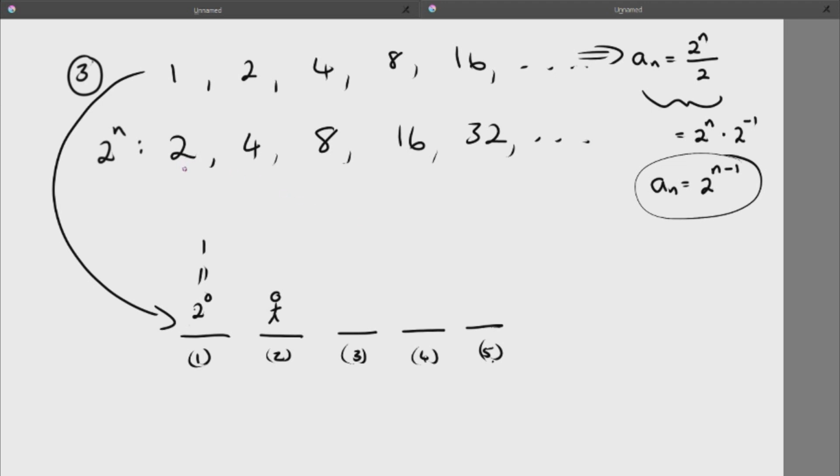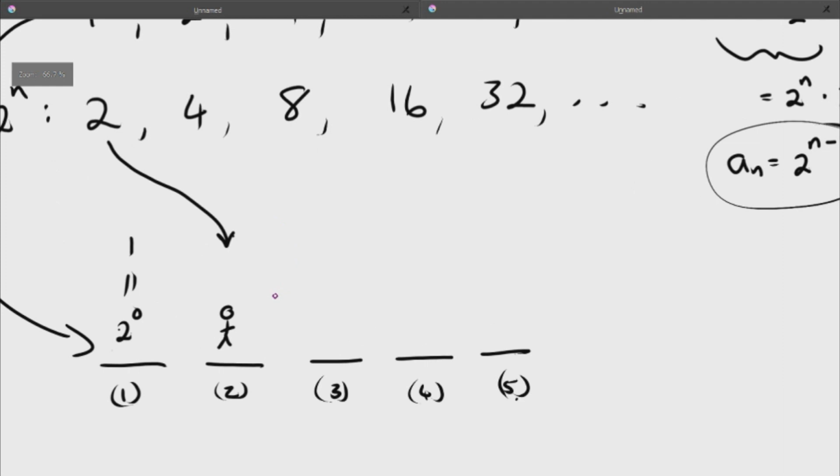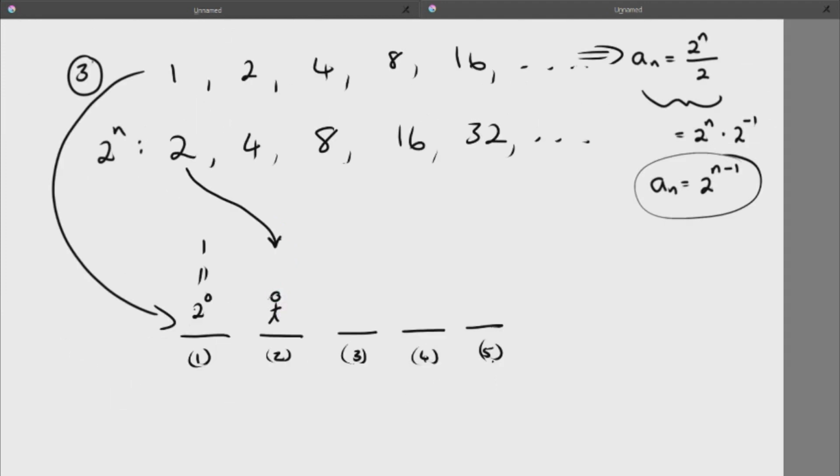Which is exactly the same as this one, because this is also 2 to the 1. And I get, oh, now I have to erase myself. Whoops. Where's my erase button? Bye-bye me. 2 to the 1, which is 2.